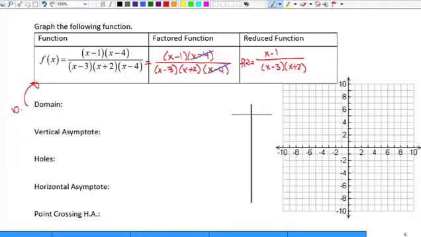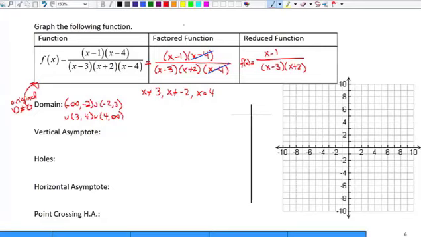Okay, so I set the denominator not equal to 0 on the original. So x cannot be positive 3, x cannot be negative 2, and x cannot be positive 4. So when I do my domain, I have negative infinity up until negative 2, union negative 2 to 3, union 3 to 4, union 4 to infinity.